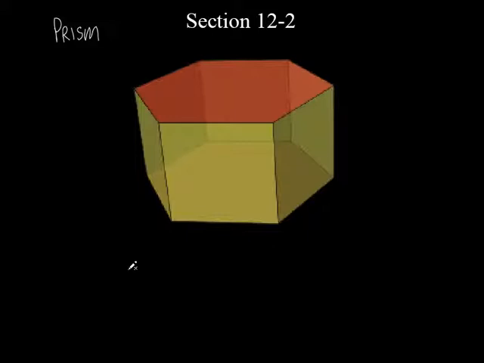So what we're going to do today is hopefully figure out the surface area. So we're not just going to say find the area of it. It's basically the same thing, but we want to find the total surface area of a prism.